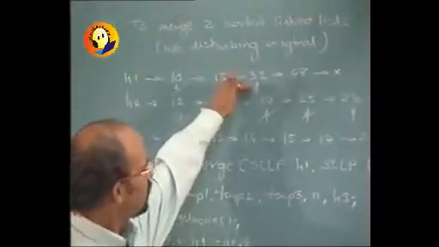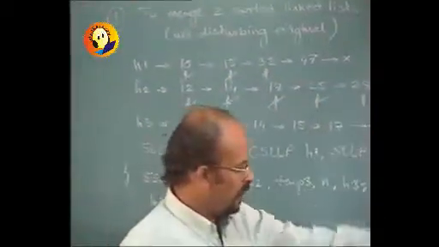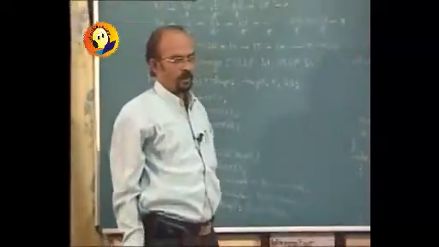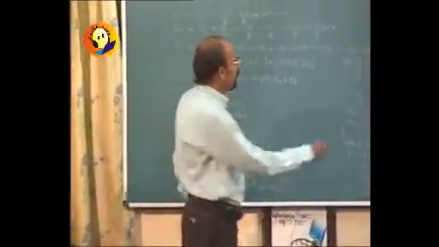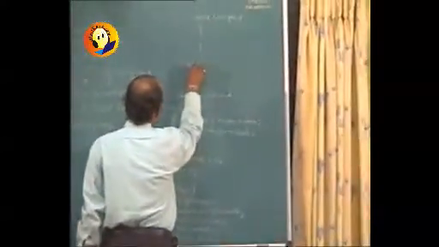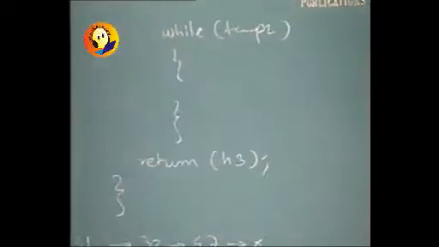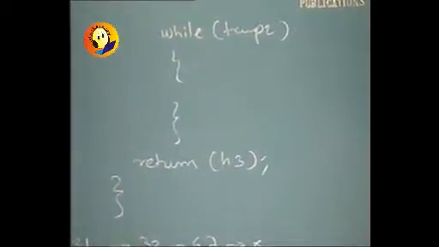If the first list ends first, then the remaining nodes of the second list will have to be copied. So either this loop or that loop, one of them will be executed, and then at the end you will have to return the header of the third list which you have generated. Okay. So here we are generating all the nodes.